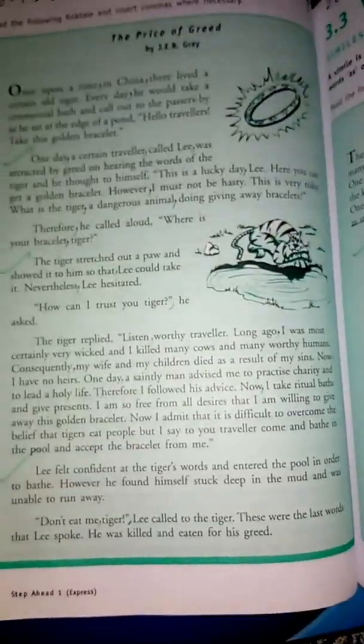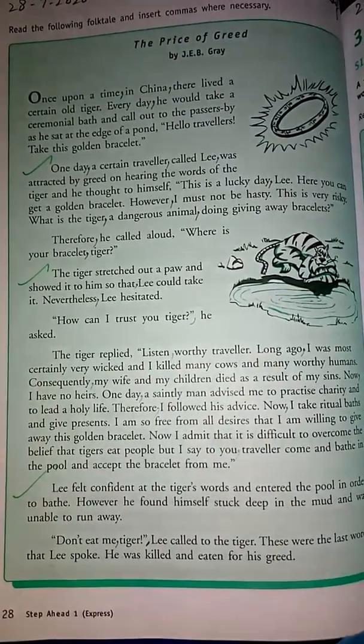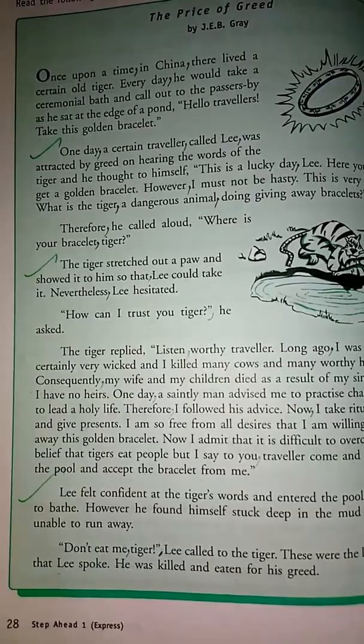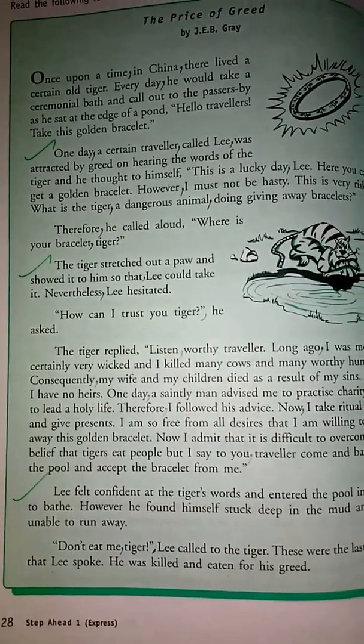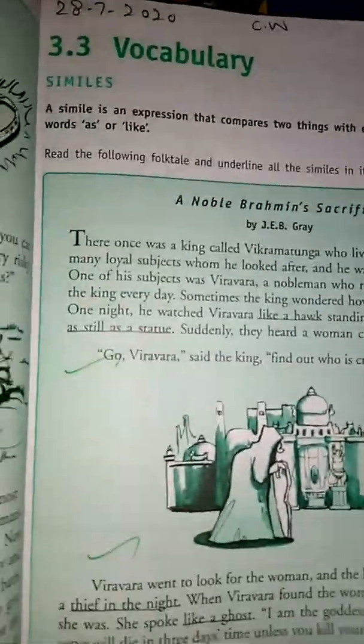Okay. The story was very clear, and it is also very clear to you where to put or insert the commas, and don't forget to do it in your activity books. Now move to the next page, page number 29.